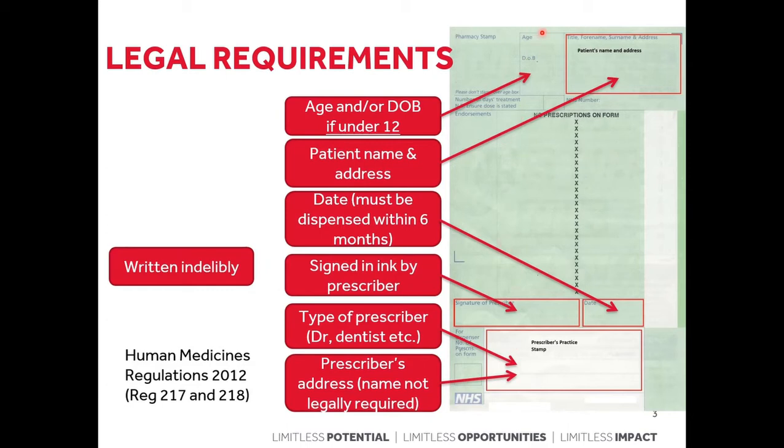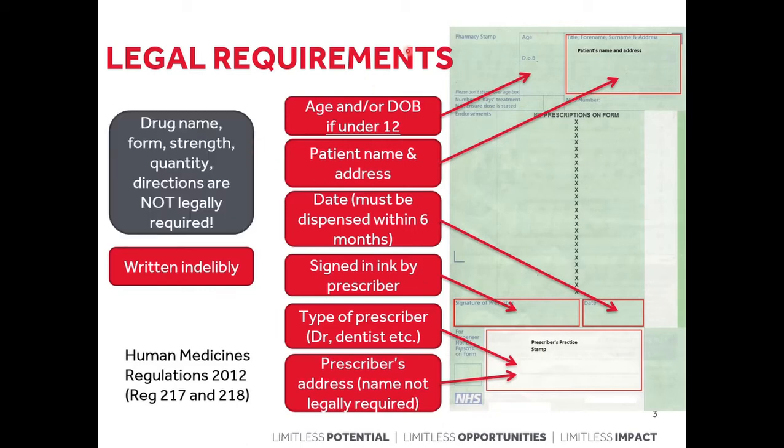So remember, in the first part of the screencast we spoke about the information about the drug isn't legally required, but you still need it on the prescription for it to be clinically valid. So a reminder here about the information in the grey: your drug name, form, strength, quantity. They're not needed for your prescription to be legally valid, but it is required for it to be clinically valid.